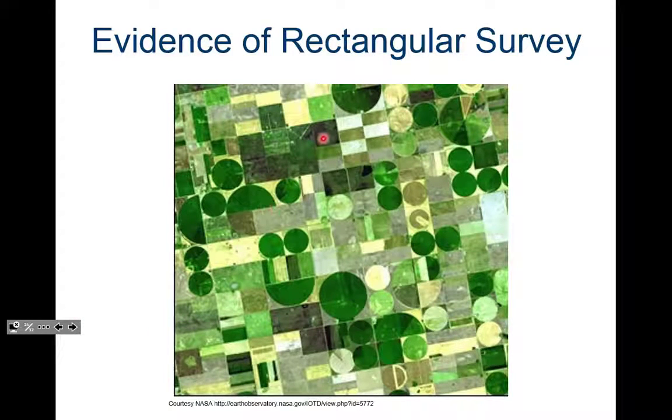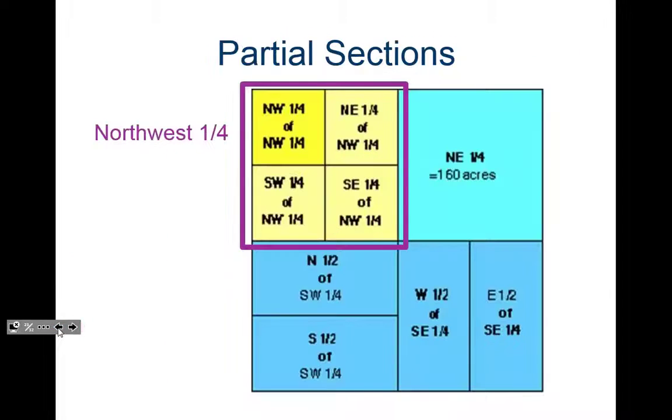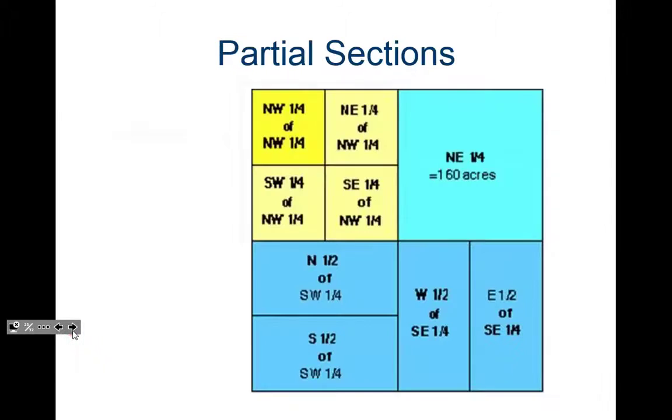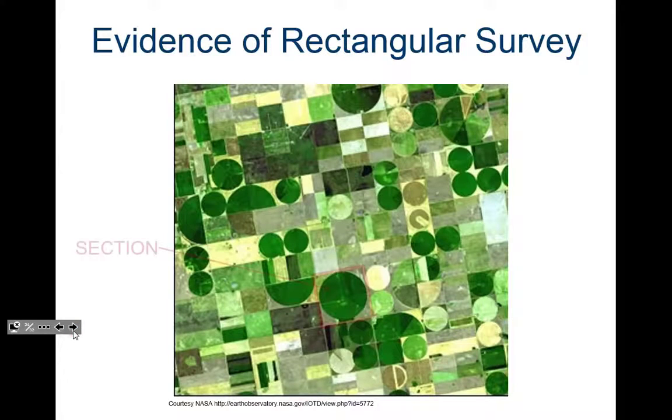and that's what they are. So there's that one section, which is what was that, 640? Yeah, 640 acres, or 1 square mile. Next time you're in a plane, that's 1 square mile.